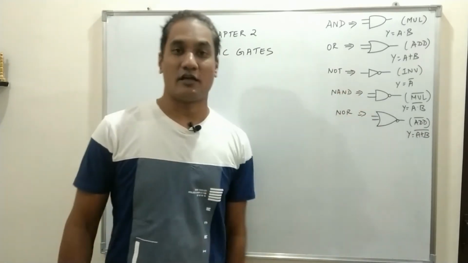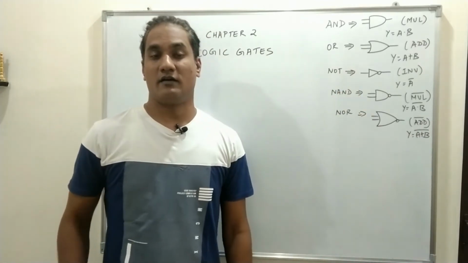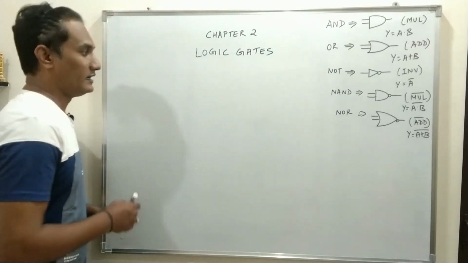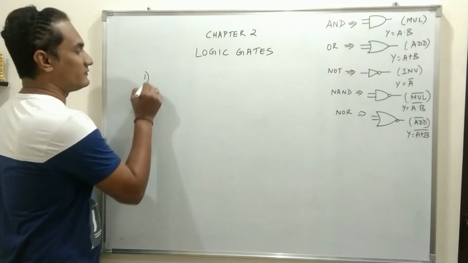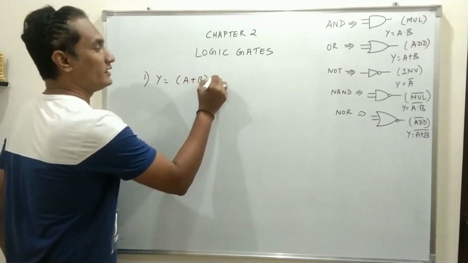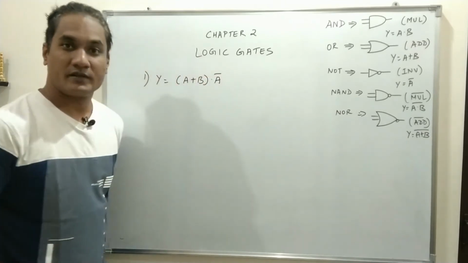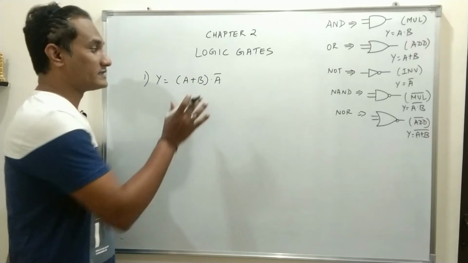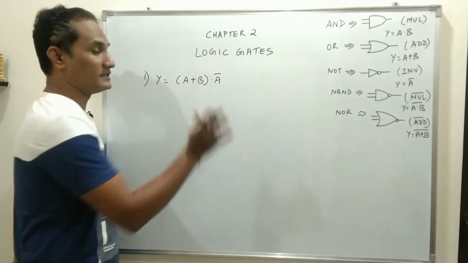With this basic knowledge, we will perform operations on equations. Let's say we start with a very basic equation. Say Y is equal to A plus B dot A bar. Now it is very, very important that you understand how to design a logic circuit for this given equation.